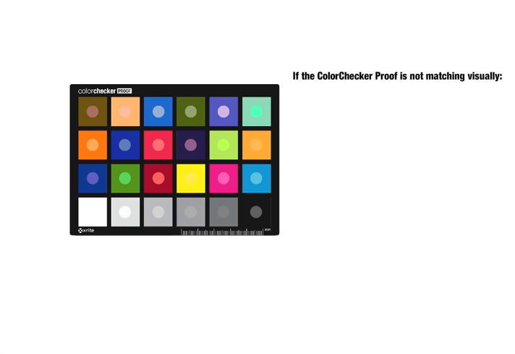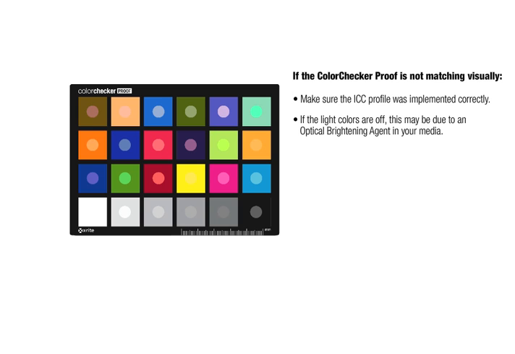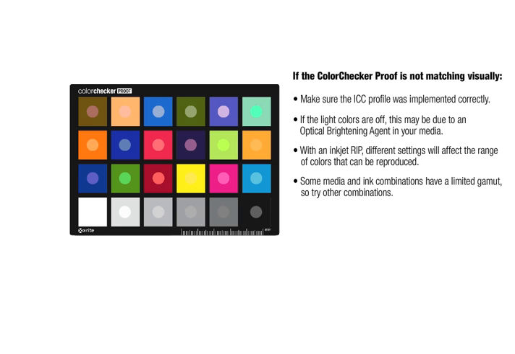If the Color Checker Proof is not matching visually, there are a couple things you can try. First, make sure the ICC profile you created was implemented correctly in your printer workflow. If the light colors are off, this may be due to an optical brightening agent in your media. If you're working with an inkjet RIP, different settings such as print speed and individual ink channel limits will affect the range of colors that can be reproduced. Check with your RIP vendor for more details on these settings. Some media and ink combinations have a limited gamut, so try another combination to see if you get better results.